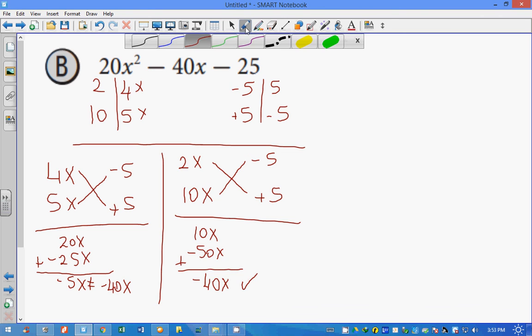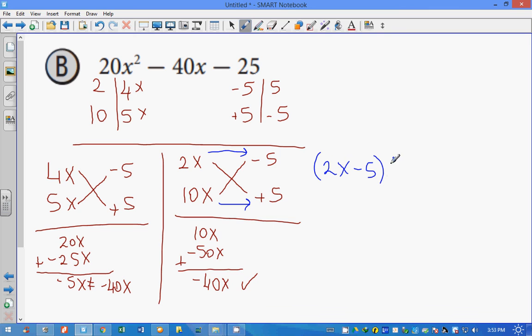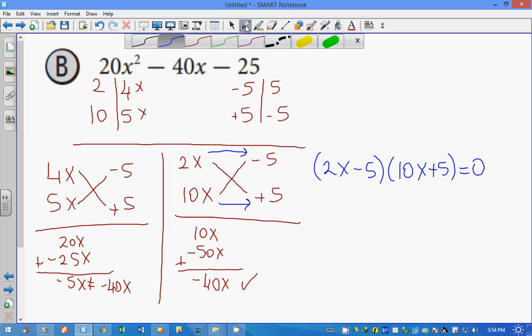So how do you write the factors? The numbers which are next to each other, we have to keep in our minds. 2x minus 5 times 10x plus 5 equal to 0. So how do you get the values of x? I think this is the easiest part of the lesson.